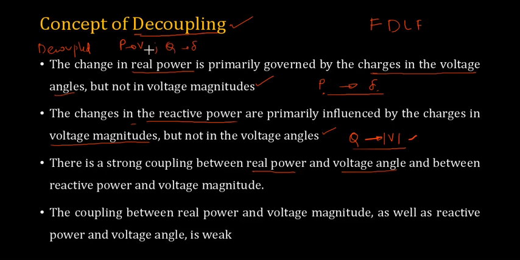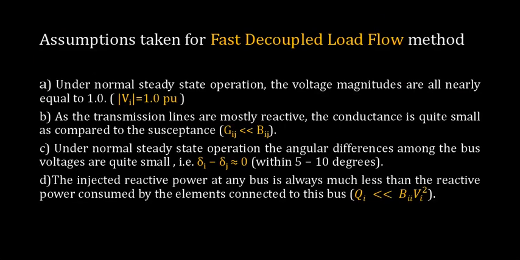That means the change in real power due to a change in voltage is less, and the change in reactive power due to a change in delta is less. In other words, the relationship between P and V is weak, and between Q and delta is weak. So this can be termed as decoupling between these parameters. P and delta are coupled together, and Q and V are coupled. This is the concept of decoupling, and it will be used in order to solve the fast decoupled load flow.